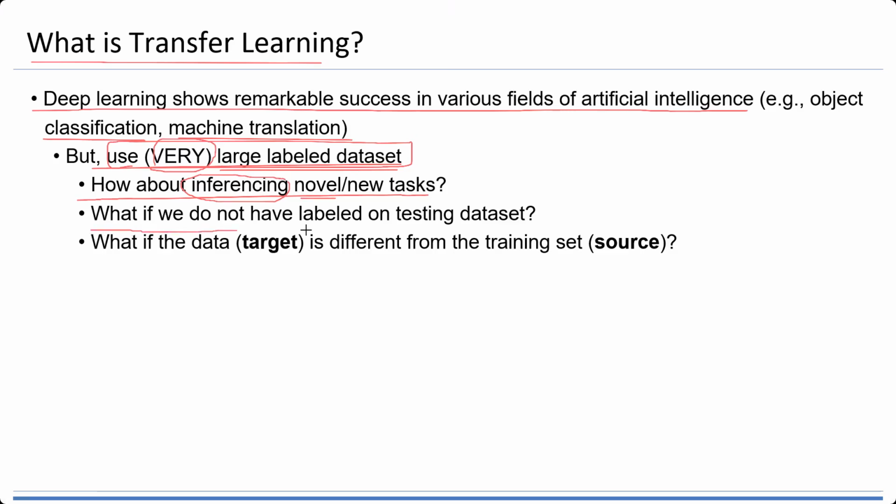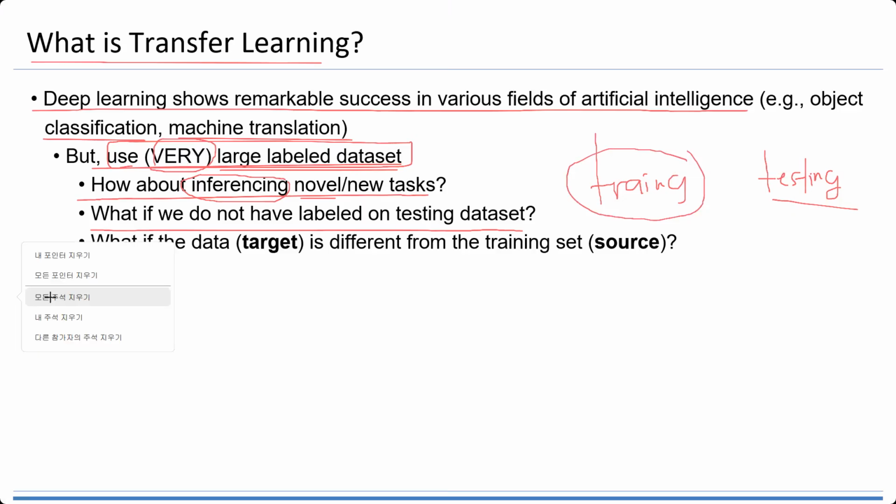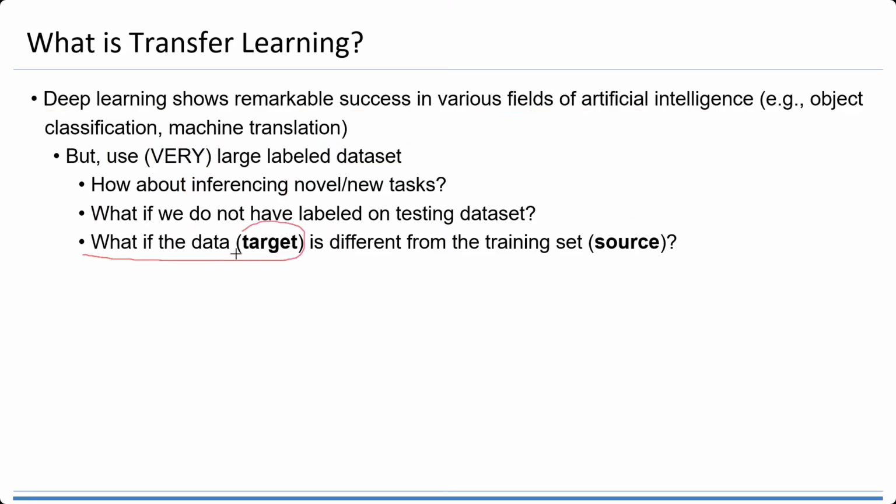What if we do not have labels on the testing dataset? We have the training dataset and we have the testing dataset. Now you have only the testing data, but you don't have any labels. Meanwhile, your training dataset has a very huge number of labels. Or what if the data, or we call it the target, is different from the training set, which we call the source?